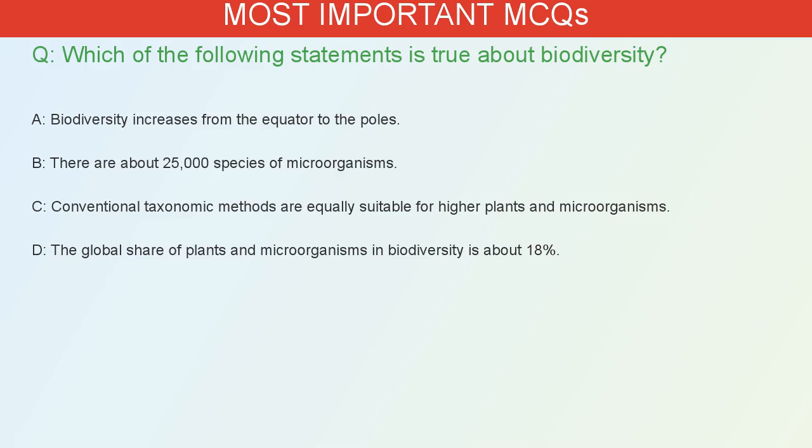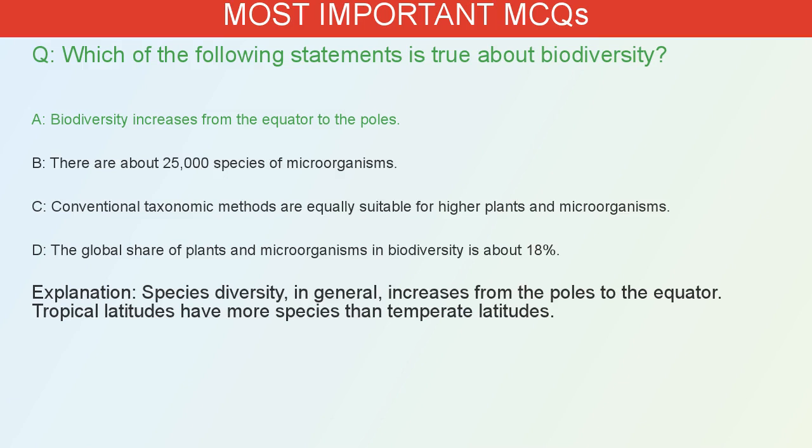Which of the following statements is true about biodiversity? A. Biodiversity increases from the equator to the poles. B. There are about 25,000 species of microorganisms. C. Conventional taxonomic methods are equally suitable for higher plants and microorganisms. D. The global share of plants and microorganisms in biodiversity is about 18%. The correct answer is A. Species diversity, in general, increases from the poles to the equator. Tropical latitudes have more species than temperate latitudes.